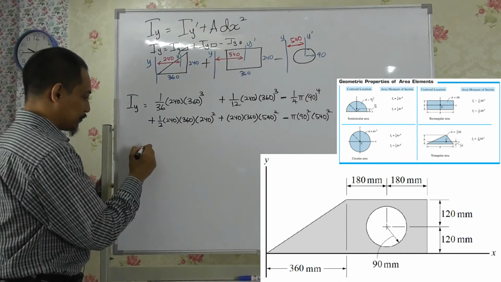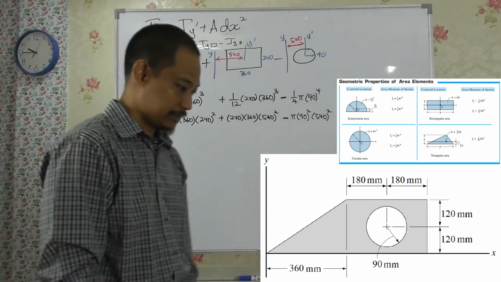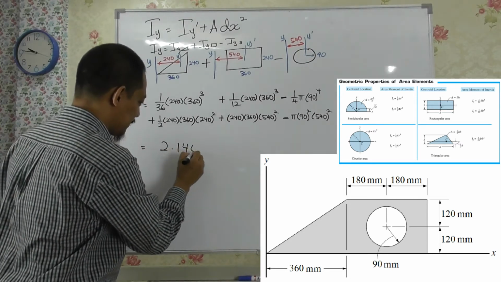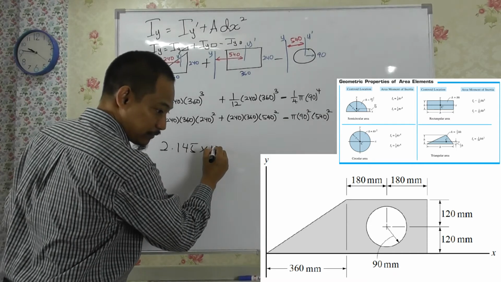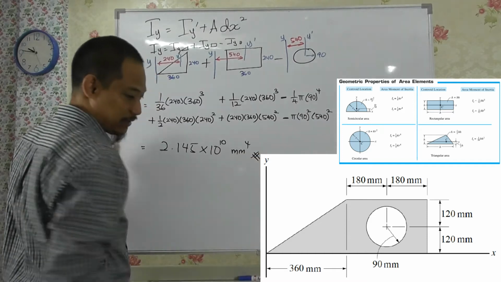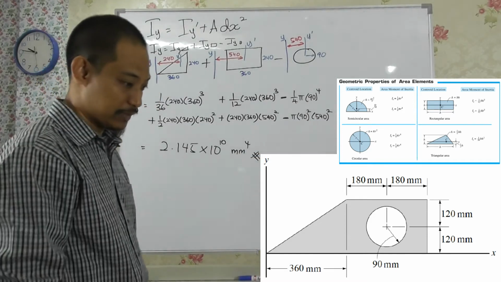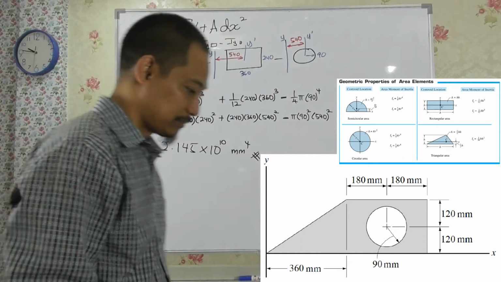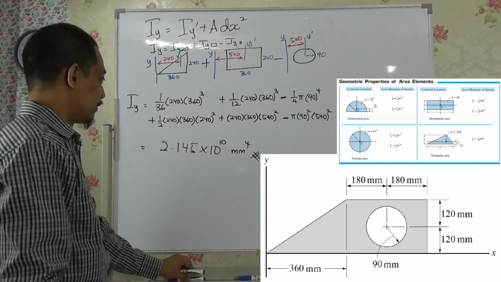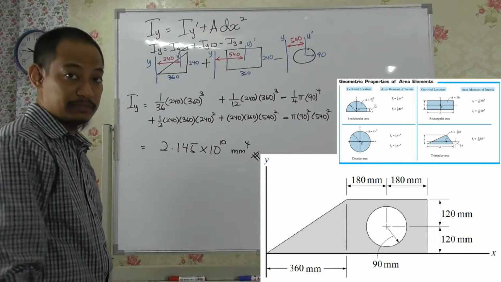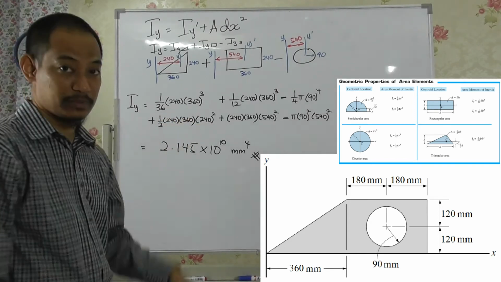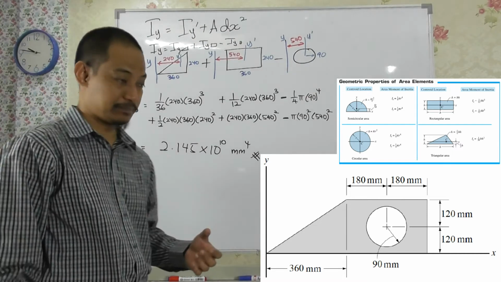Straight away you will get your answer. If you calculate, you'll get 2.145 times 10 to the power of 10 millimeter to the power of 4. This is if you use millimeter. Of course, if you use meter, then it will be quite a small number, 0 point something.